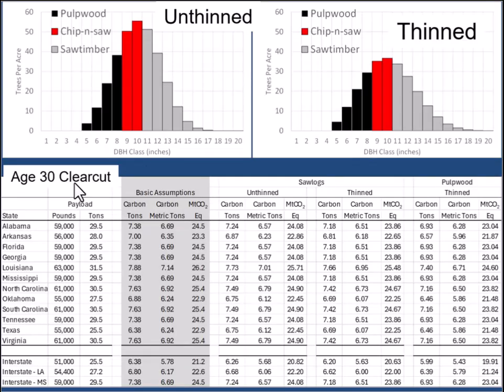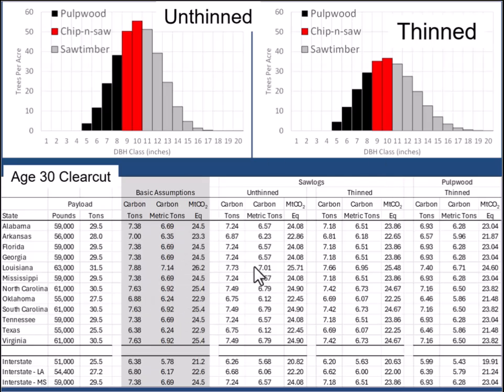So here are the results. The age 30 clear cut, here's your unthinned diameter distribution, your thinned. We're going to look at the saw logs and then the pulpwood. The gray is the saw logs, 11 inches DBH and up, and then the pulpwood down here on the thinned. So here's, once again, by state the payload, the tons. Here are our basic assumptions, where we assumed this was all green weight and that 50% of that was dry weight, and 50% of that was carbon. We got our equivalents.